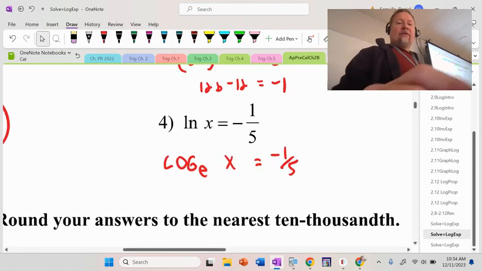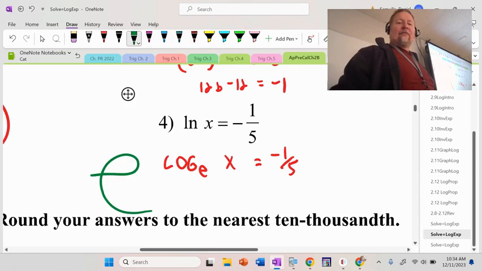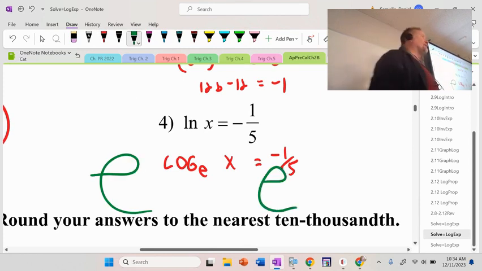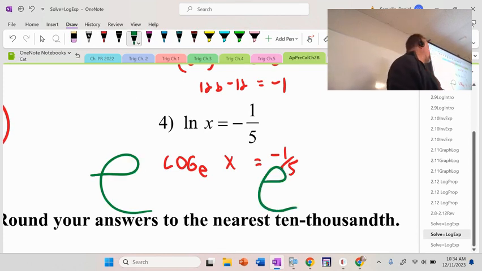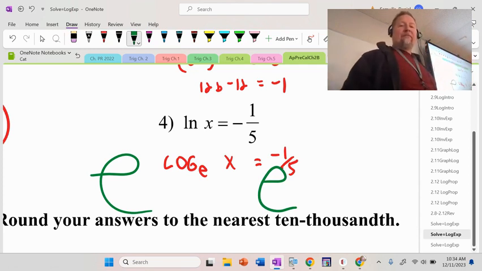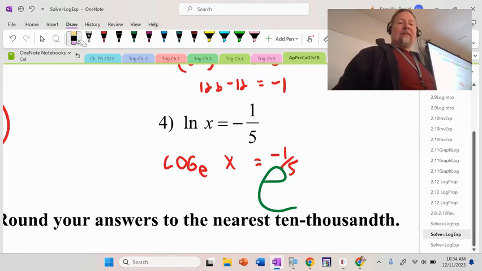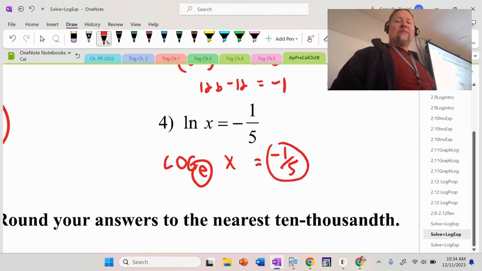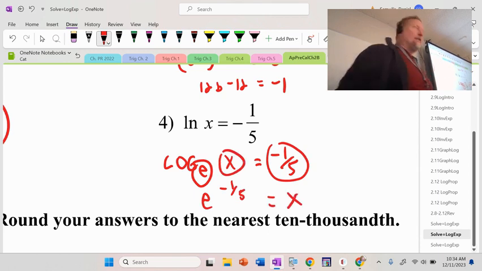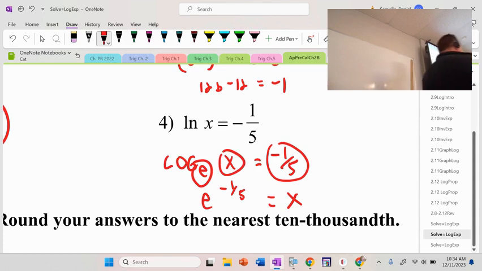And then this is whatever you do to one side, do to the other. Don't ever write this. But this is what you'd have to do. You have to raise base e to both sides. Then e to the log base e of x is just what, everyone? X. Or just change it to a logarithm. Change it to an exponent. e raised to the -1/5 equals x. I would have got that on the other side with that e base thing.